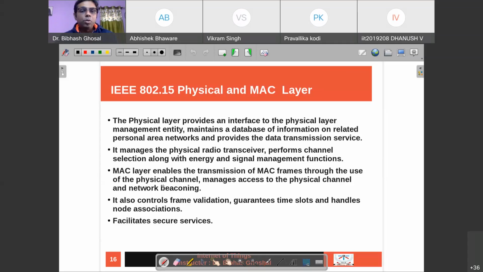The MAC layer is more about handling the integrity of the transmission. It allows media access, number one, because it's MAC. Then it allows error-free transmission. And it also allows some kind of secure services. It guarantees time slots and frame validation. So these are basically done using these two.